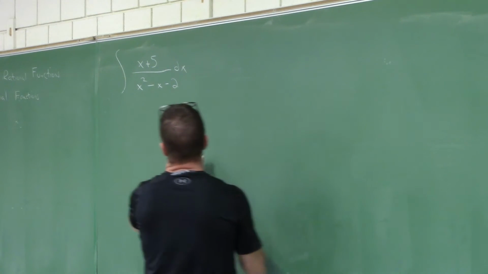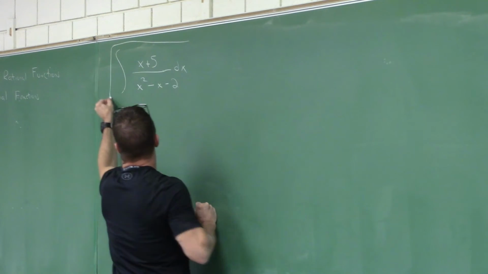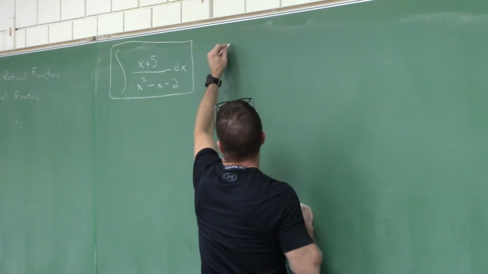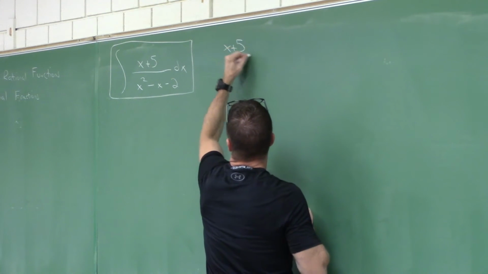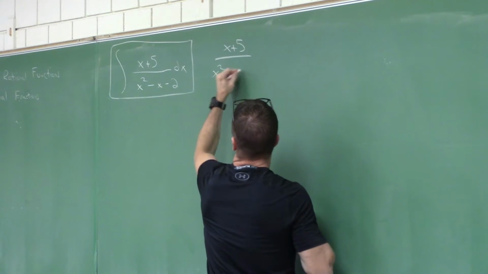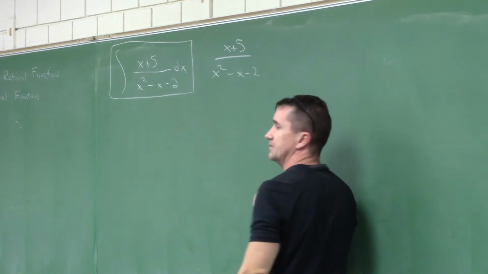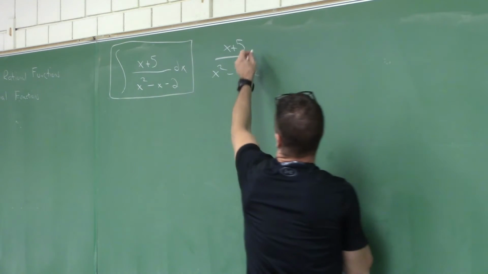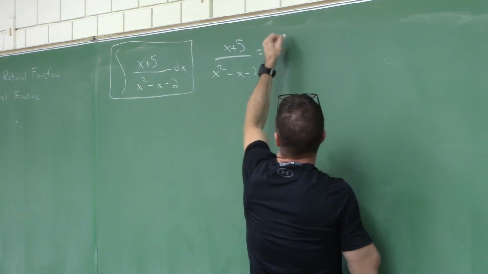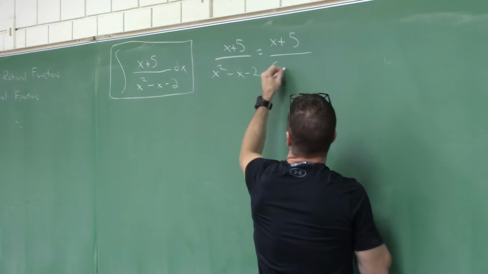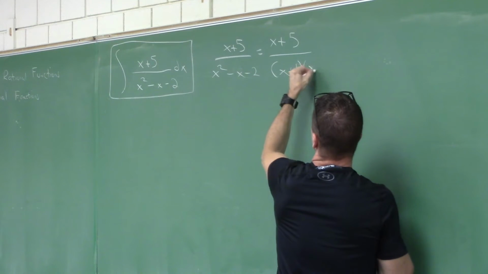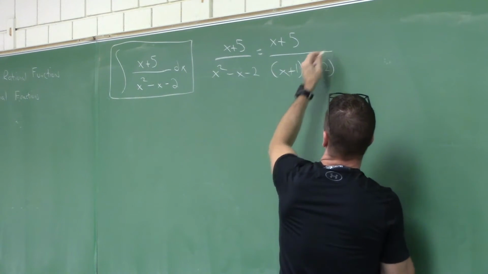We'll come back to that integral symbol. This is the problem at hand. But we're just going to start out looking at x plus 5 over x squared minus x minus 2. First thing is, can you factor the denominator? Because it wasn't factored. What would it be? x plus 1, x minus 2? So that's a key step.